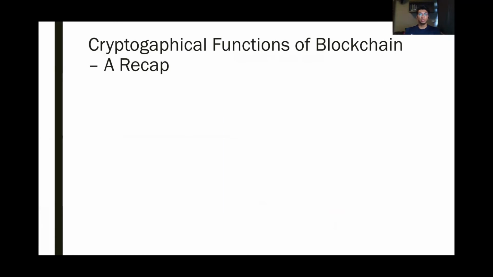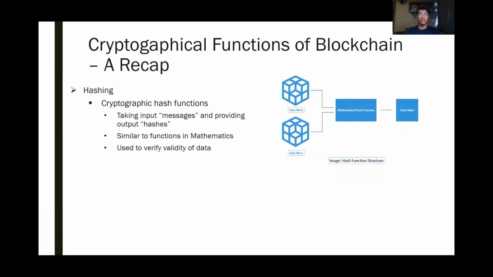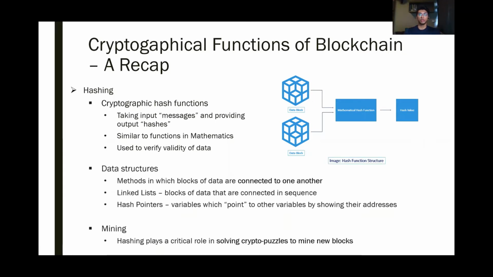Let's quickly recap some of the functions of blockchain that you have learned in previous lessons. Firstly, hashing, where cryptographic hash functions act as puzzles to be solved for validation of data, which is applied in cryptocurrencies such as Bitcoin, for example. You may also recall data structures, which are methods by which blocks of data are connected to one another using hash pointers, as Ezra has covered in Lesson 1.